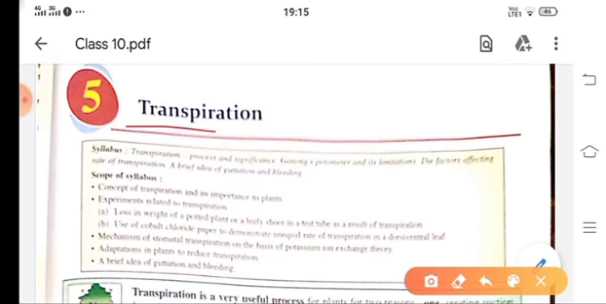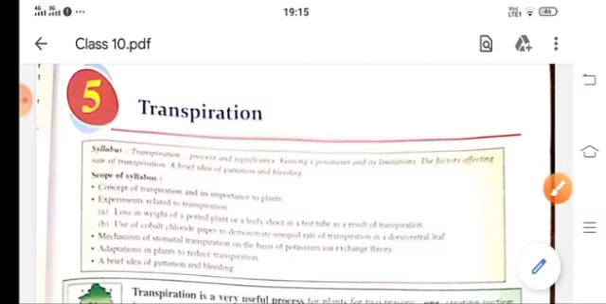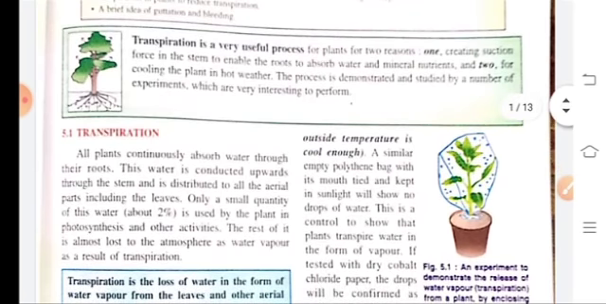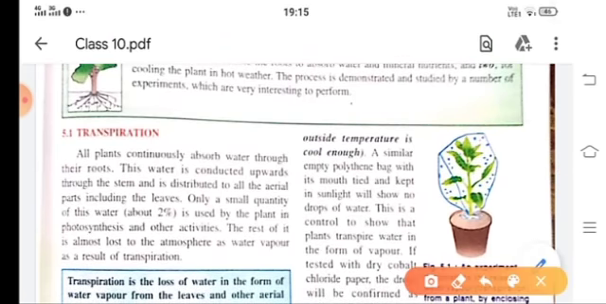Now this transpiration process is a physiological process of plants. Transpiration means the loss of water from the plant. So where does this water come from, children? You know that plants continuously absorb water from the soil by their roots. Now this water is conducted upward in the stem and other aerial parts of the plant.